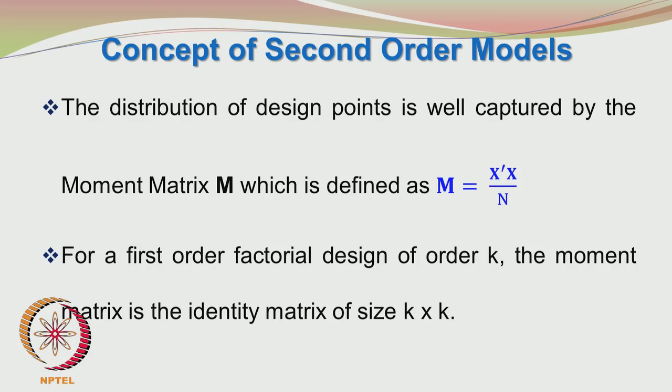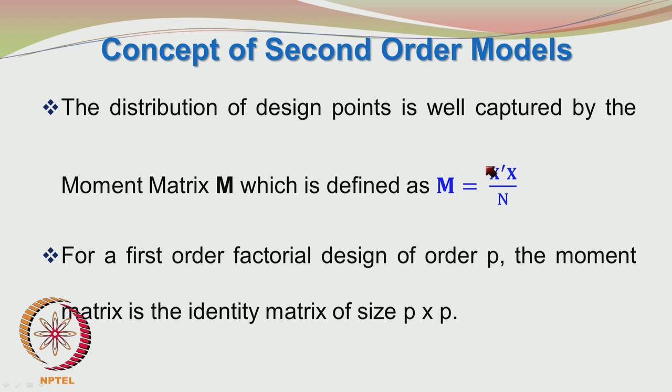So what is the moment matrix? It is X prime X divided by n. For a first order factorial design of order k, that means k parameters, the moment matrix is identified with an identity matrix of size k by k. Suppose you are having the order as k, the identity matrix would be having order of k by k.